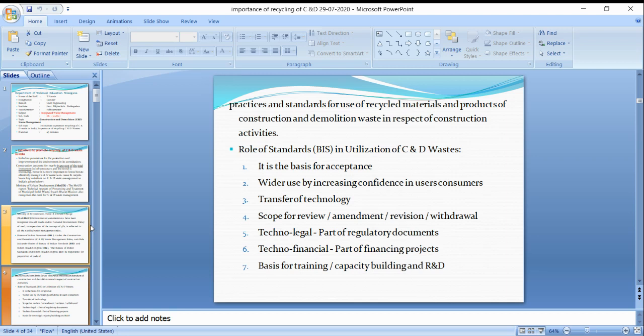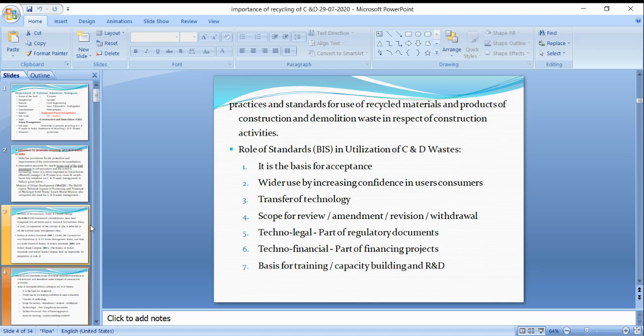So what are the activities there? The role of BIS, Bureau of Indian Standards: the role of standards in utilization of the construction and demolition waste. So what is the role? It is the basis for acceptance. So what do we have to accept? Wider use by increasing the confidence in the user, the consumer.